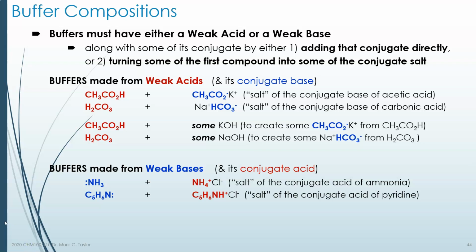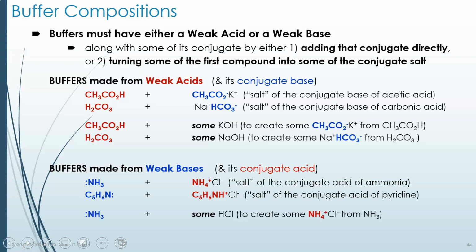I can do the same thing with another weak base. In this case, C5H5N is pyridine, and the conjugate acid of pyridine is called pyridinium ion. So you can't buy pyridinium ion all by itself, but you can buy pyridinium chloride. So if I mix a little bit of each of these, I would get a certain ratio, and I could make a buffer system that would have its own pH. It would be a bit lower than the pH for ammonia, though.